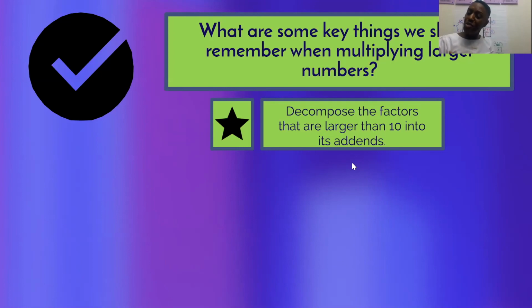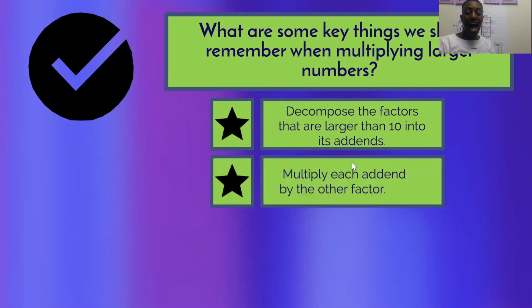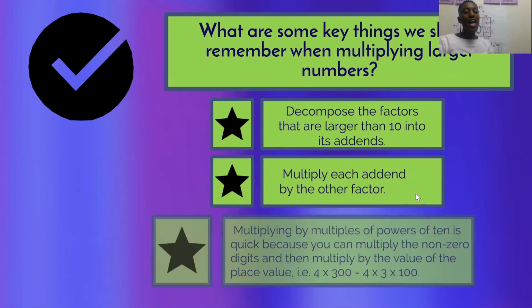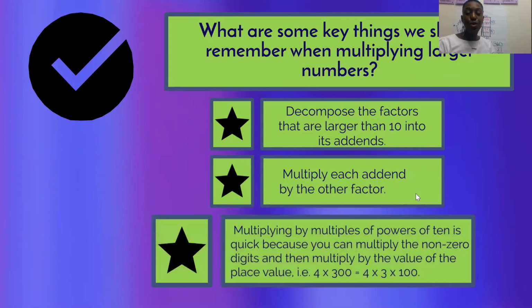But of course, as you continue to multiply later, you might find that you actually know certain fast facts like this. Multiply each addend by the other factor. This is when we're using the, which property? The distributive property. Excellent work. And then our last big idea that's going to help us when we're multiplying by multiples of 10, 100, or 1,000.